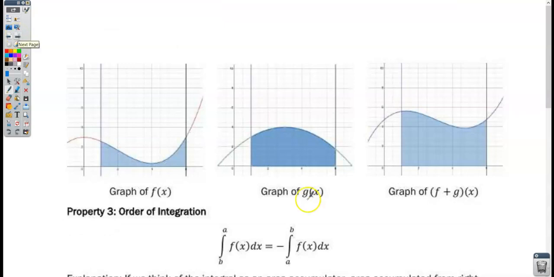I've got a graph of f of x, I've got a graph of g of x, and then the graph of f of x plus g of x on the same interval. If I put in a rectangle to represent this area here, a rectangle to represent this area here, when I take the sum of those two, I've got the same width rectangle, but the height of this rectangle is equal to the height from f of x plus the height from g of x. Okay.